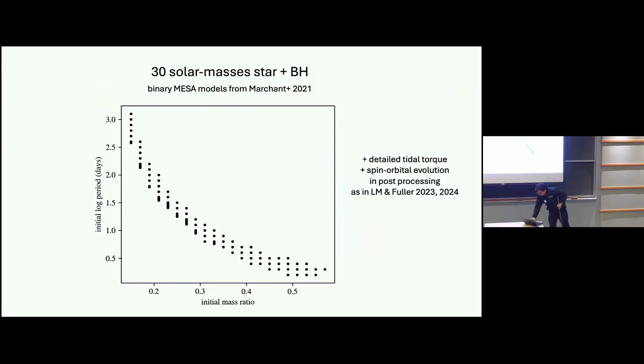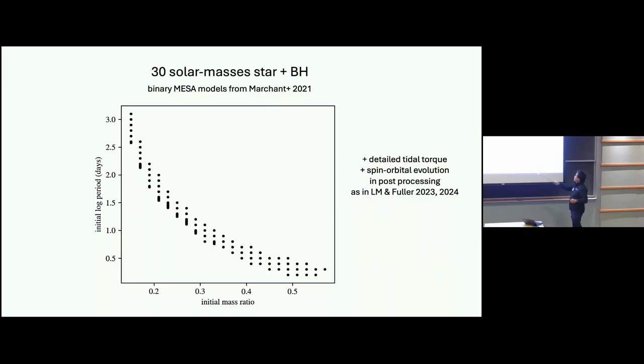So I'm going to take this parameter space. This is my plot of it. It's basically the same thing, but I removed all the binaries that are not very relevant. So this is a 30 solar mass star and a black hole. What I'm going to do is follow this evolution.